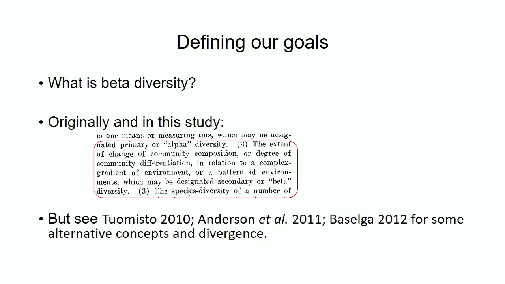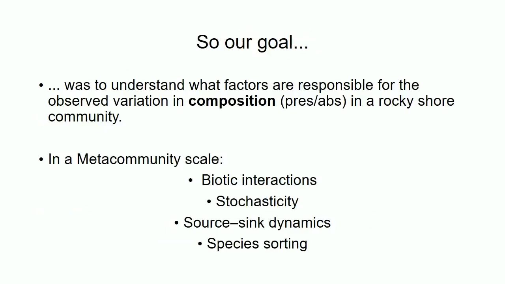So for me, what I'm interested in is trying to understand what environmental factors and spatial factors are responsible for community composition. And when I say composition, I mean presence and absence in rockshore community. And I'm thinking of this in a framework of metacommunity, that is a set of sample points or a set of sites that are interconnected by the dispersal of multiple species.